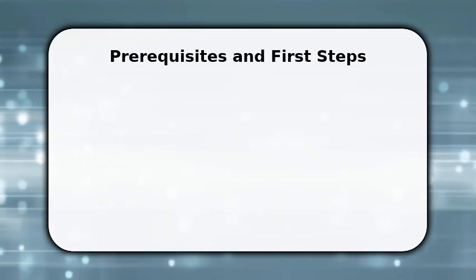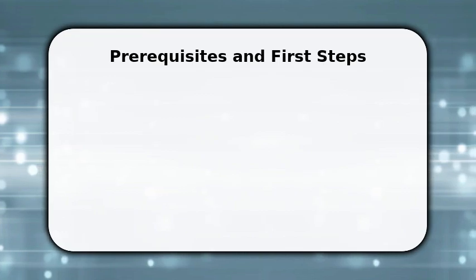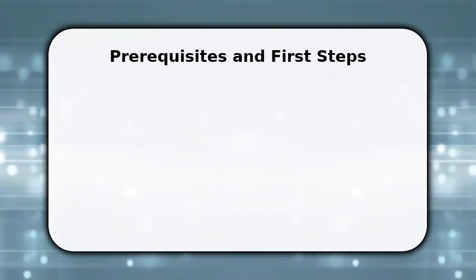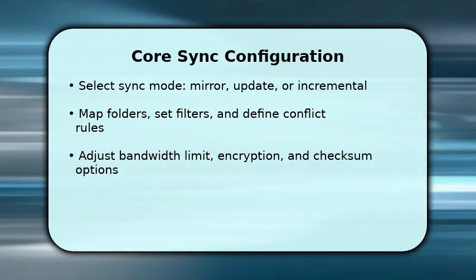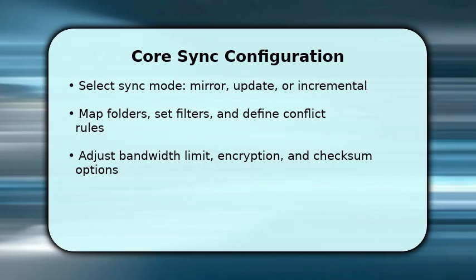Now, launch a fresh sync session from the main menu and select the source profile. This starts the app. Once the session starts, choose a sync mode: mirror for exact copy, update to add changes, or incremental for smaller deltas. Each affects how files overwrite or preserve history.